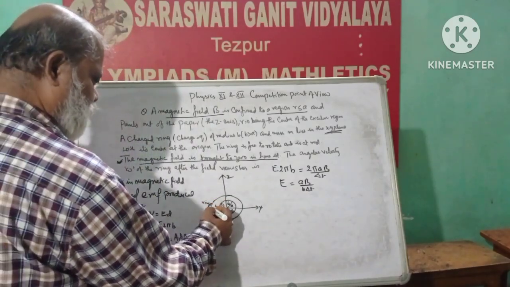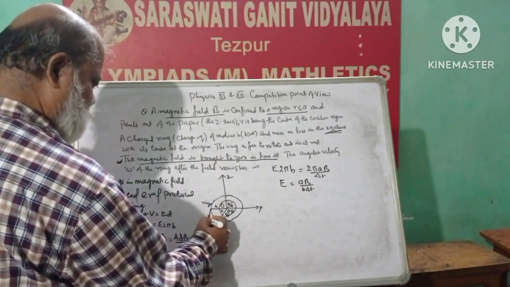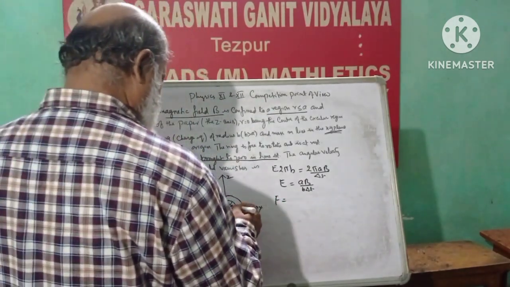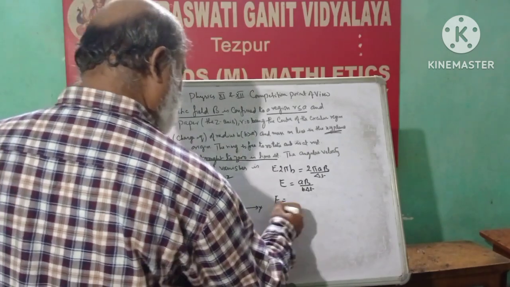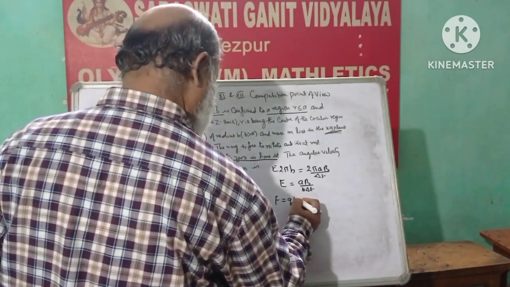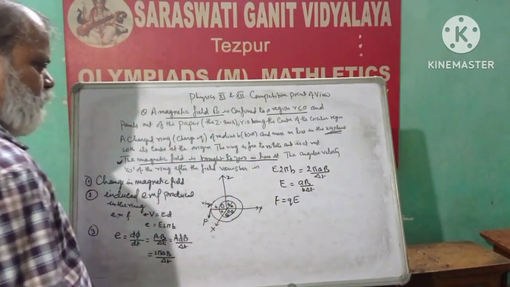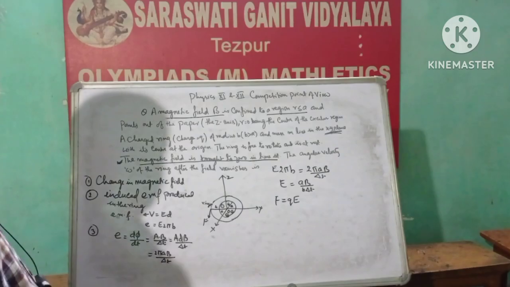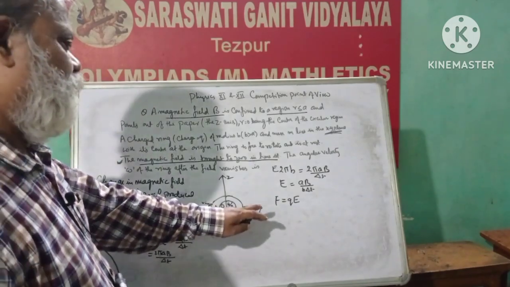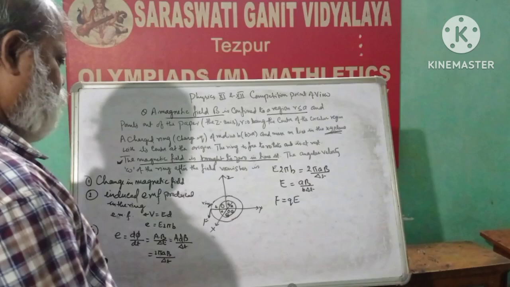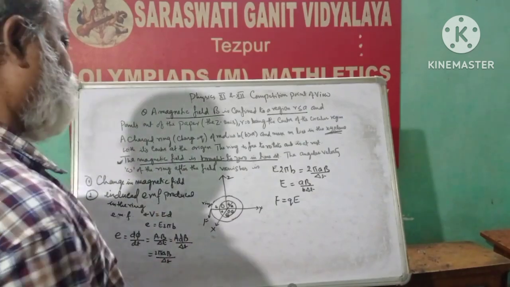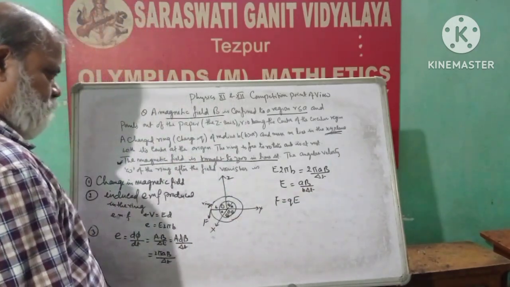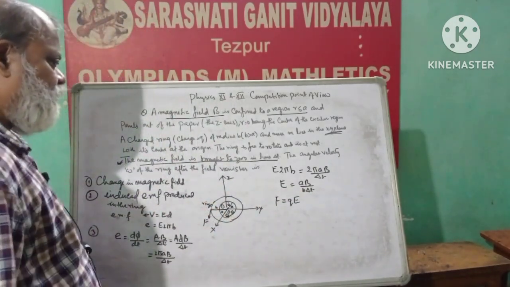So the force at any point, how much will this force be? This will be the charge, that is q, and E. This will be the force, F is equal to qE. I have done everything in scalar form, so I have not expressed this in vector, because we are doing calculation here. So there is a force acting on this ring.